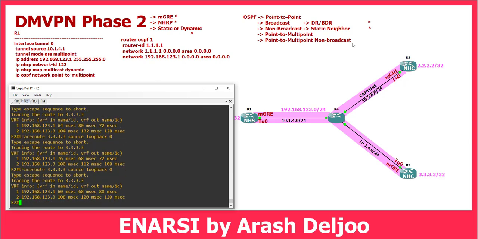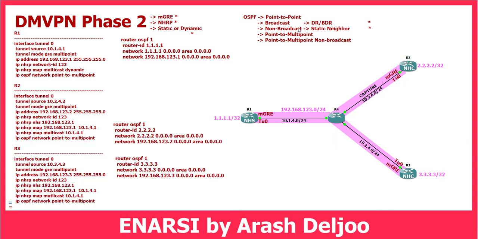Actually, we can say we cannot use the point to multipoint network type in OSPF when we have DMVPN phase 2, and also point to multipoint non-broadcast. We can only use the broadcast and non-broadcast network types, and broadcast is the most efficient. You know that in DMVPN phase 1 we configured OSPF with broadcast, non-broadcast, point to multipoint, and point to multipoint non-broadcast. But in DMVPN phase 2 we can use only broadcast and non-broadcast. The broadcast is the best method.